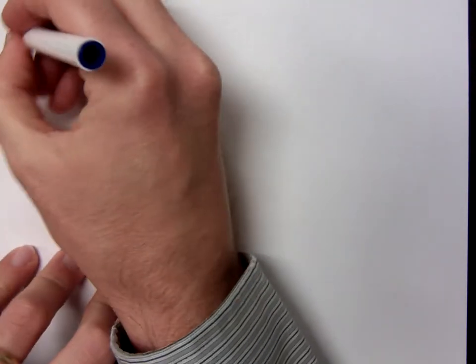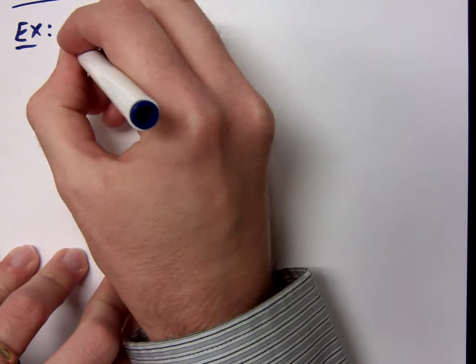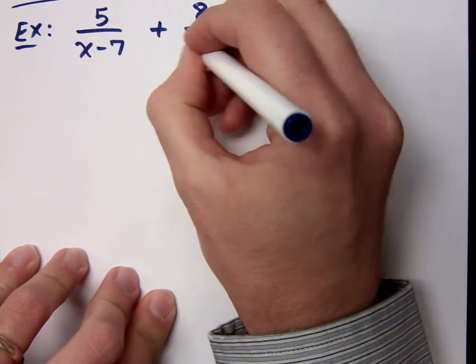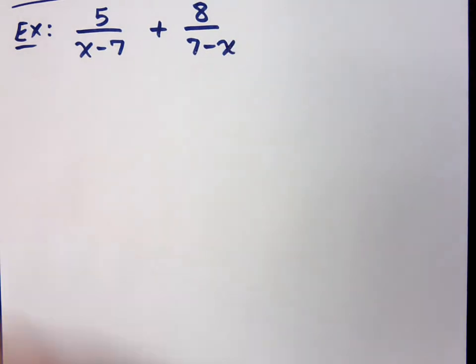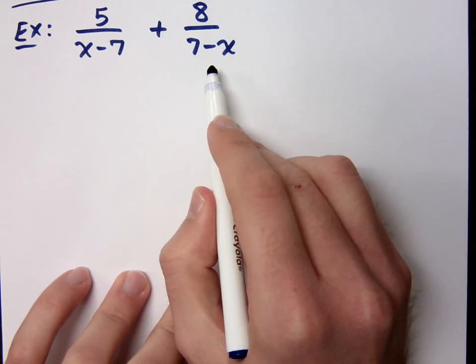Let's look at some special examples where we have to watch out for finding the common denominator. So this problem right here, at first glance, would you say they have the same denominator or they don't? They don't have the same denominator, but we can make them be the same denominator. They almost look to be the same, right?